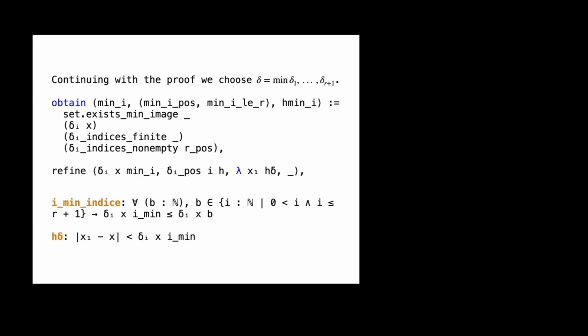And in the statement below this, with a refine, we are telling Lean to choose this delta i at the minimum index. We're giving a proof that this delta i is positive, and we are then receiving an x1 and x sub 1 point, as well as the delta hypothesis. And below this, I've included the type signatures in the list of hypotheses in the goal statement here.